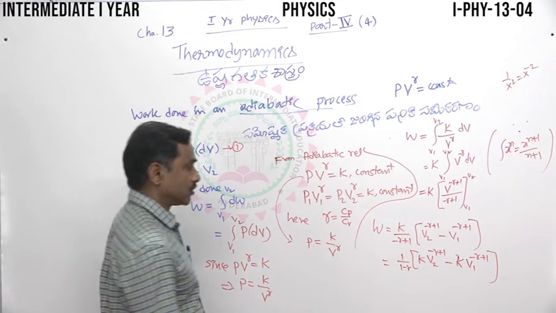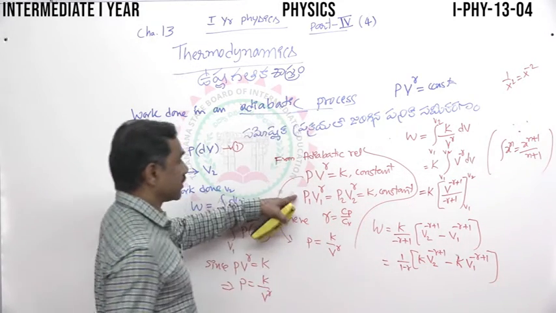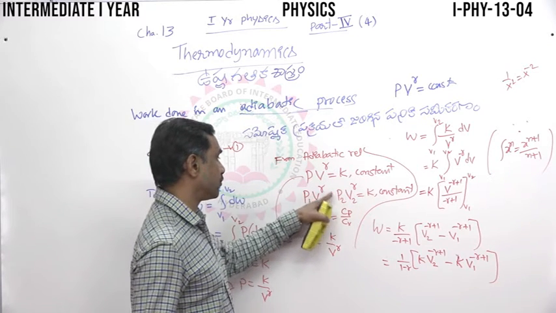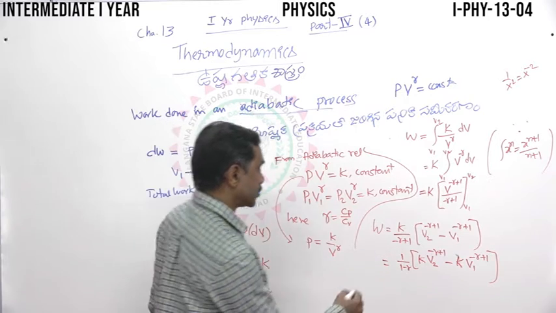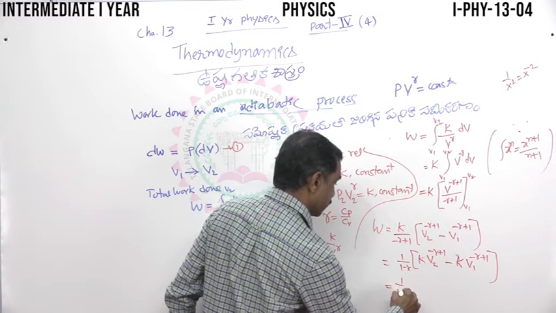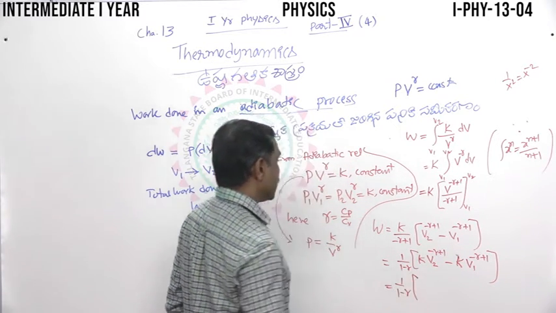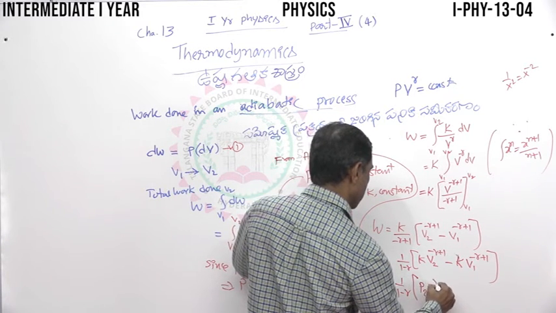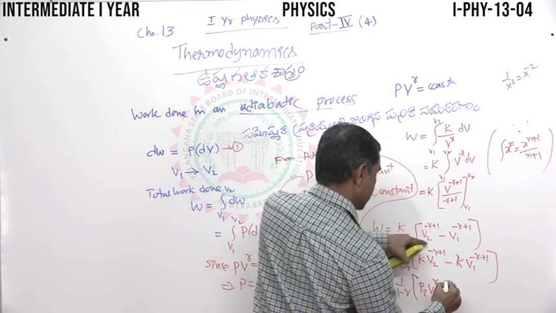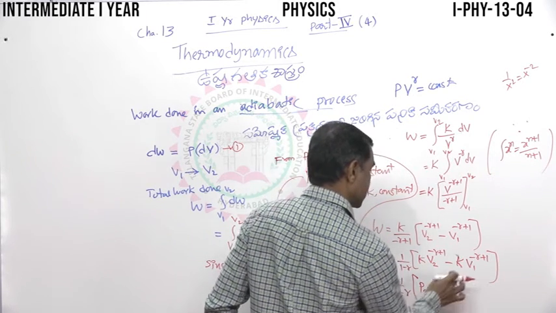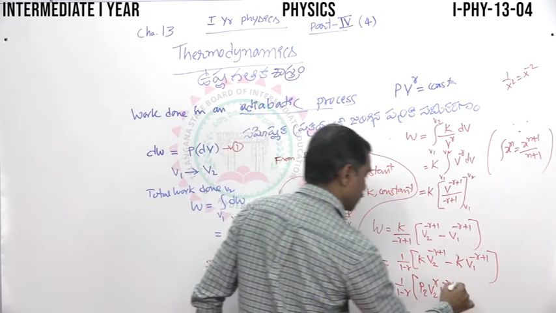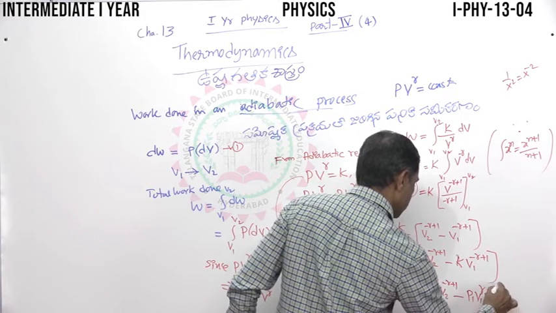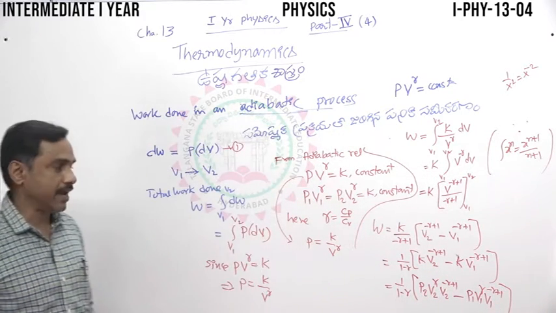Observe it carefully. Now the K value, as we already wrote: for an adiabatic process PV power of gamma is K, or P1 V1 power of gamma is equal to P2 V2 power of gamma. Using that expression here, with 1 by 1 minus gamma, I'll write K as P2 V2 power of gamma for the first term, times V2 power of minus gamma plus 1, minus, for the second term, K as P1 V1 power of gamma times V1 power of minus gamma plus 1. If bases are the same, powers will be added up.